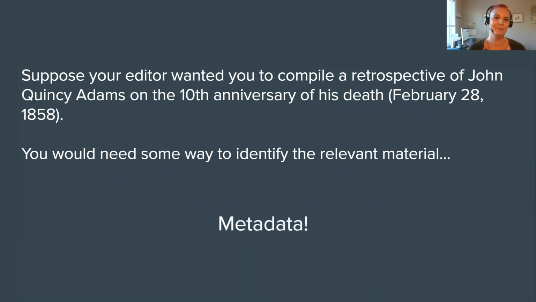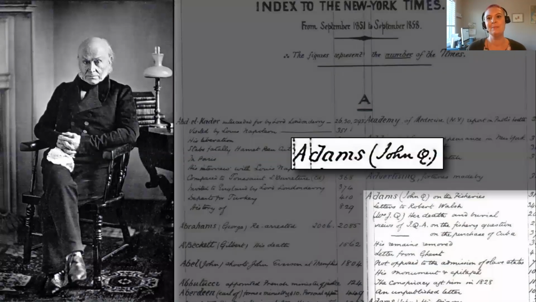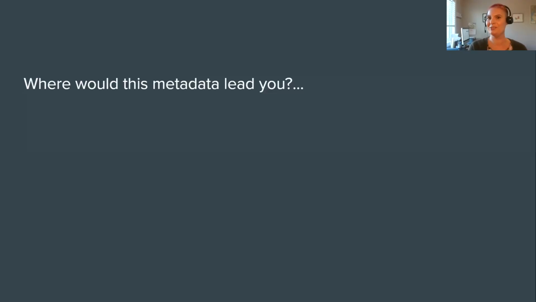The answer is, of course, metadata. You're going to use the metadata. And how would you do that back then? From the beginning, basically, there was some sort of record of what everything in the Times was about. There was a description and also metadata assigned. So you'd have people and subjects and that sort of thing all assigned. Back in the day, it was handwritten and you would look up Adams, John Quincy, and that would lead you somewhere. So where would that lead you?